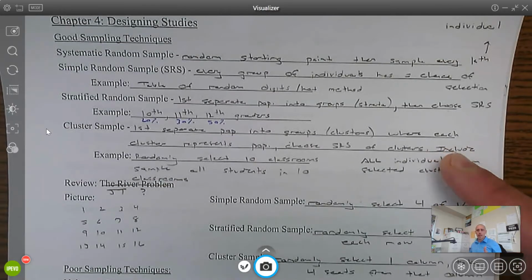It would be like PE classes. They have 10th, 11th, and 12th graders in there, so they're mini populations. I randomly select one PE class and survey all of the students in there.